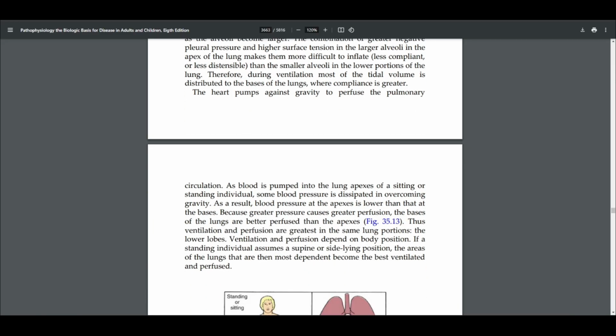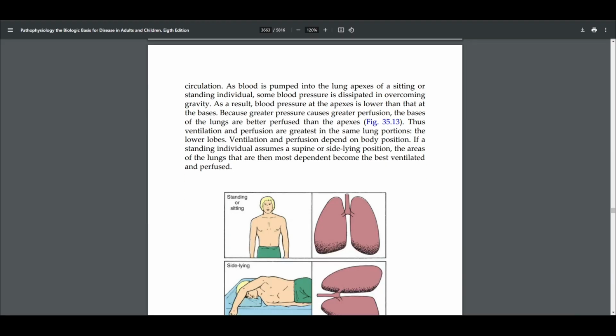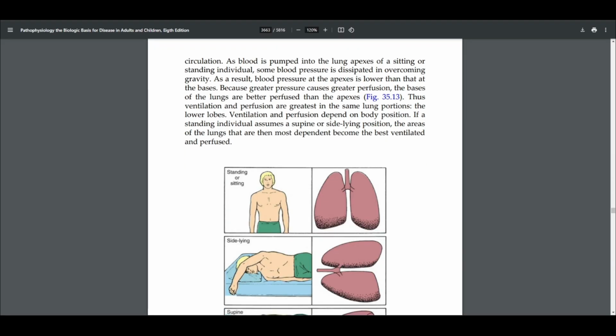The heart pumps against gravity to perfuse the pulmonary circulation. As blood is pumped into the lung apexes of the sitting or standing individual, some blood pressure is dissipated in overcoming gravity. As a result, blood pressure at the apexes is lower than that at the bases, because greater pressure causes greater perfusion. The bases of the lungs are better perfused than the apexes. Thus, ventilation and perfusion are greatest in the same lung portions.